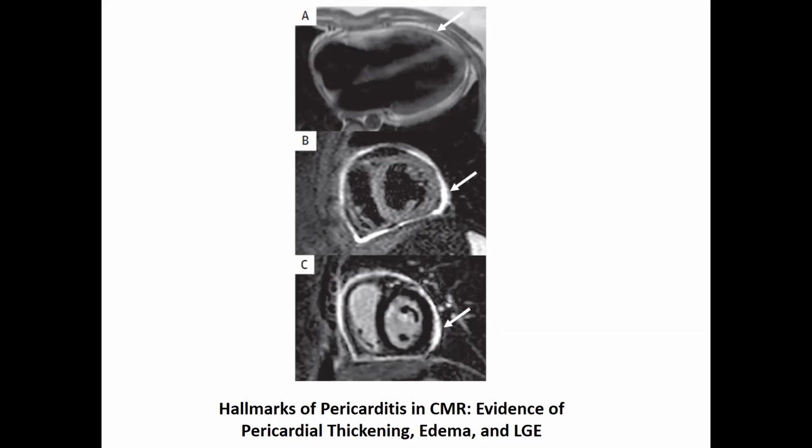So they did a pericardiectomy, and then they took the pericardium and did histopathology. They found a group of people who had delayed enhancement, and a group of people who did not have delayed enhancement.